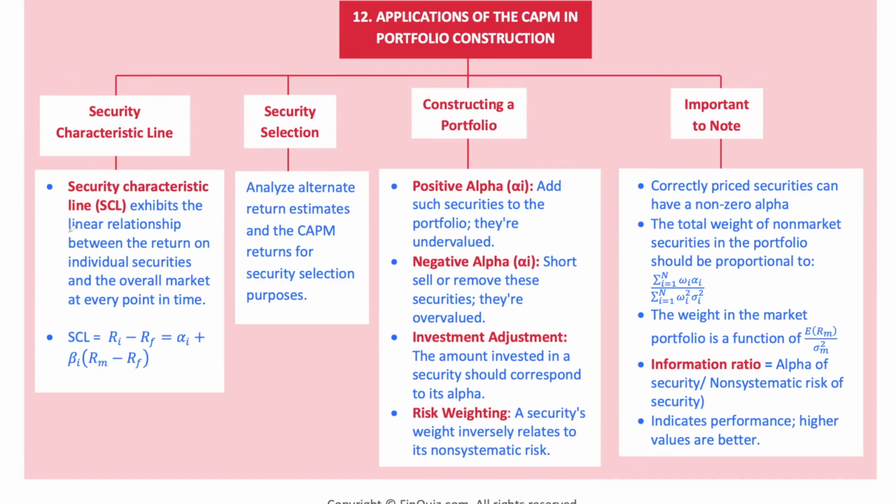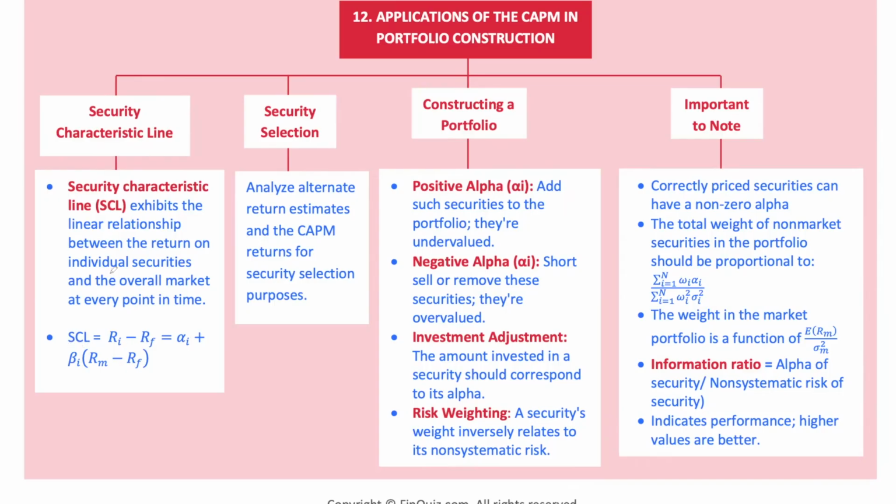It's basically a fancy way of saying, let's see how a stock's returns move compared to the market. You take the excess return of a stock, that's Ri minus Rf, and you plot it against the excess return of the market, Rm minus Rf. Run a regression line through it, and boom, that line is your SCL.